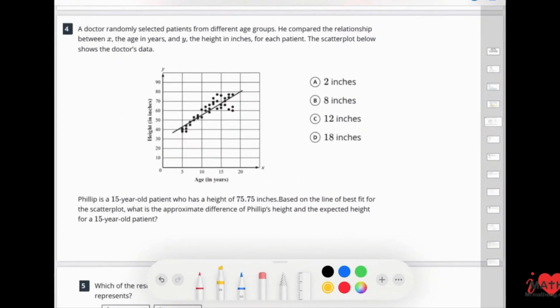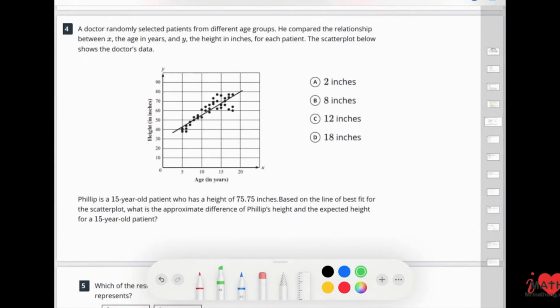The doctor randomly selected patients from different age groups. He compared the relationship between x, the age in years, and y, the height in inches for each patient. The scatter plot shows the doctor's data below.